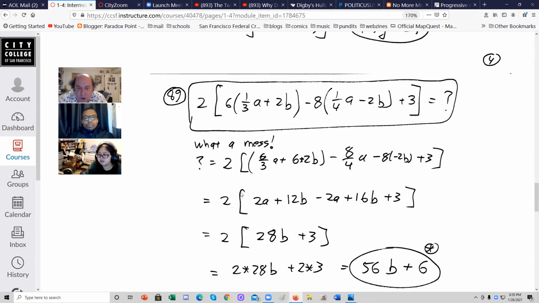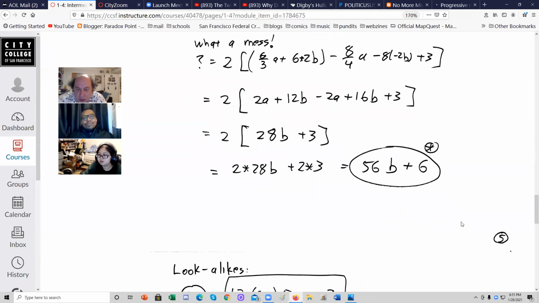So 2 times [2a plus 12b minus 2a plus 16b plus 3]. Now in here, 2a minus 2a, poof, cancels. 12b plus 16b combines to 28b plus 3. All that times 2, so multiply throughout by 2. 2 times 28b plus 2 times 3. There we go. This will be 56b plus 6.